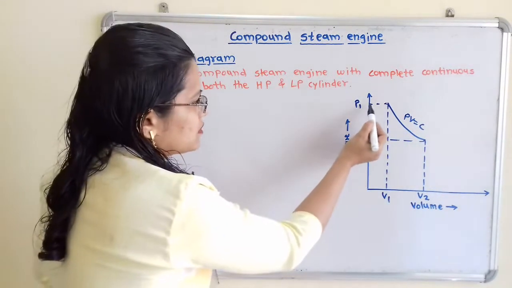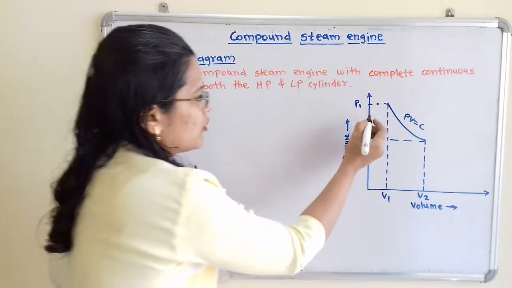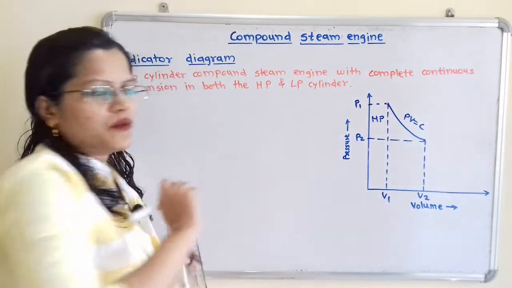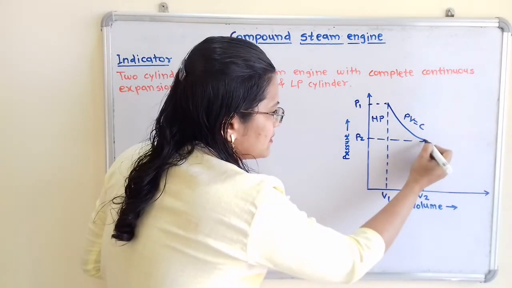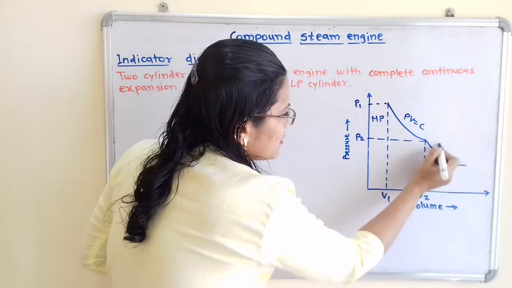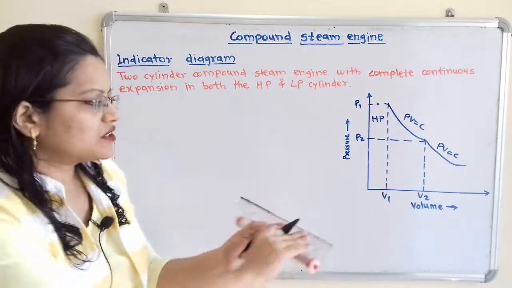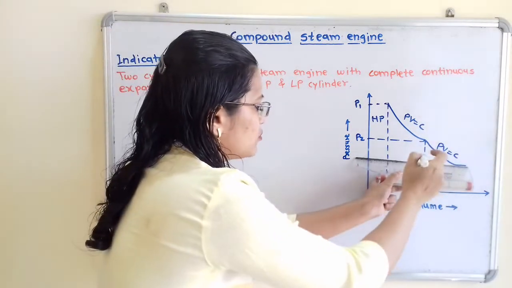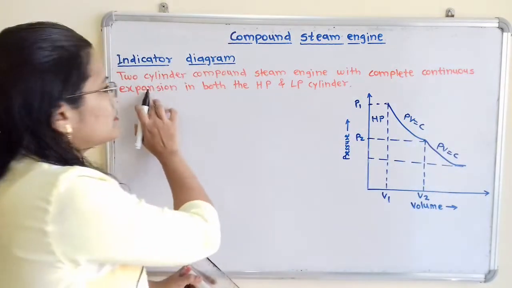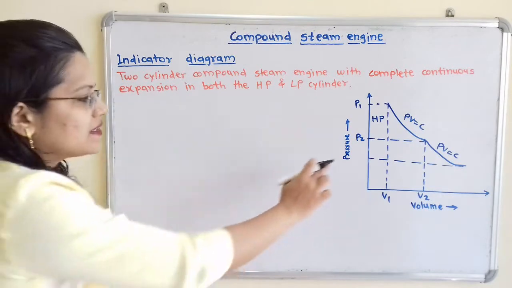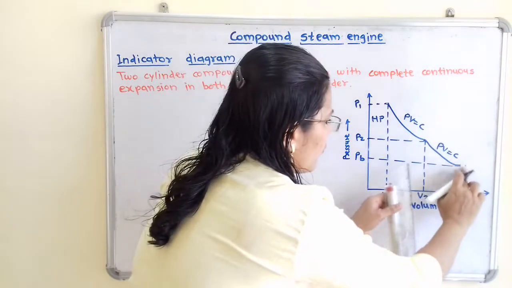This total expansion from P1 to P2 is taking place in the HP cylinder. So I will say this is the process for HP. Now after that I will show that the next expansion is taking place in the LP cylinder with the same law, PV equals C. At this time, after expansion, the pressure is decreasing. So we have to show the decrease in pressure. Because continuous and complete expansion is taking place, this pressure is nothing but PB, the back pressure. And what is the volume? The volume is V3.